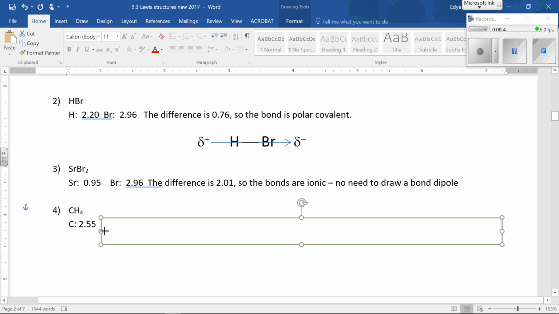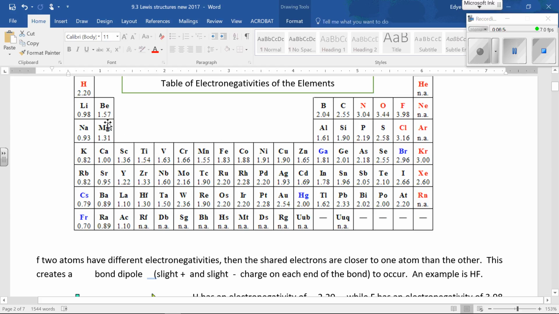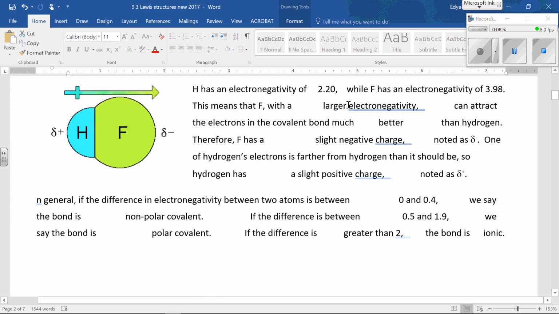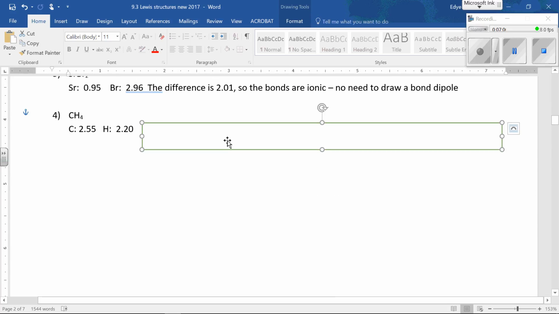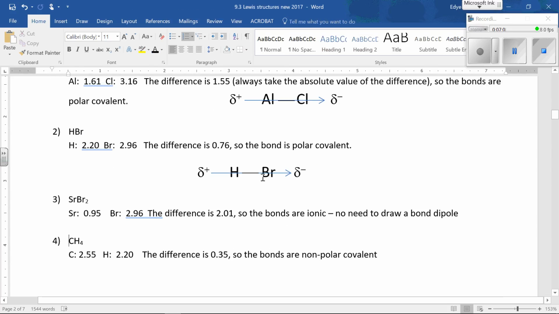CH4, we look up carbon, 2.55, hydrogen 2.0. You find that in this table right here. So hydrogen, carbon. The difference is less than 0.4. So we would say that this is a non-polar covalent bond, and we don't draw in the bond dipole because we say this is non-polar.